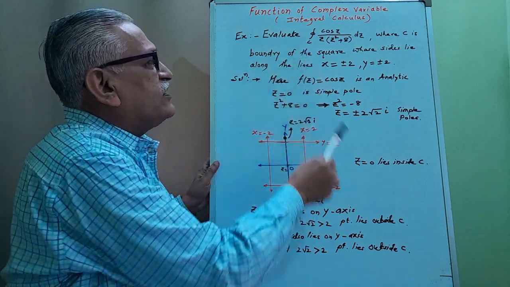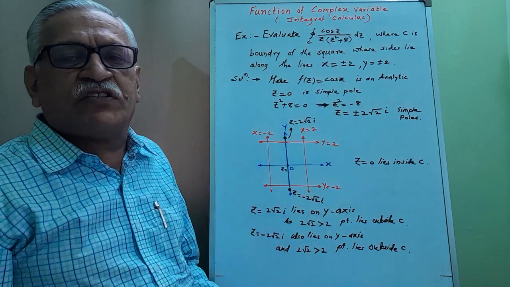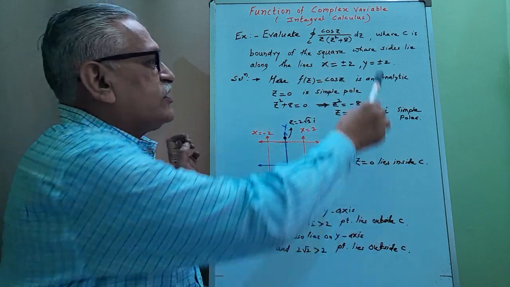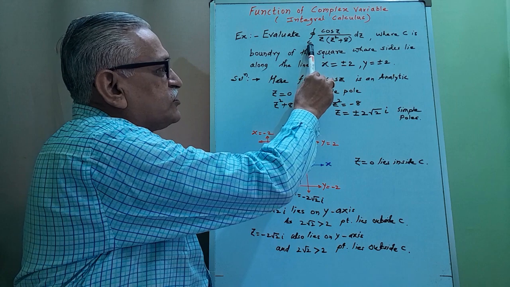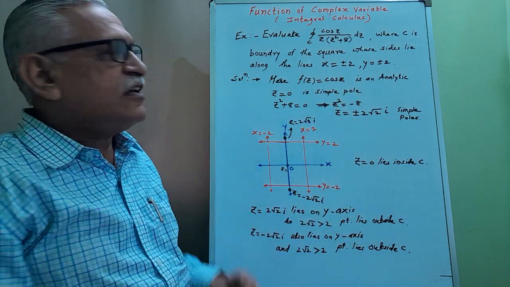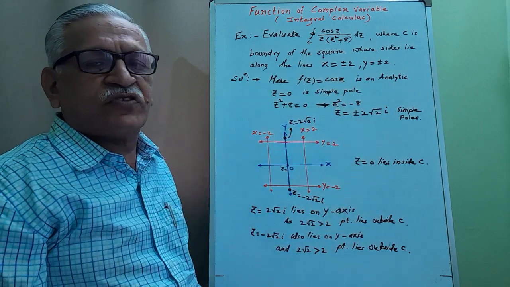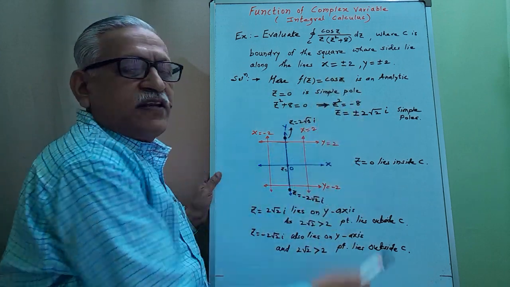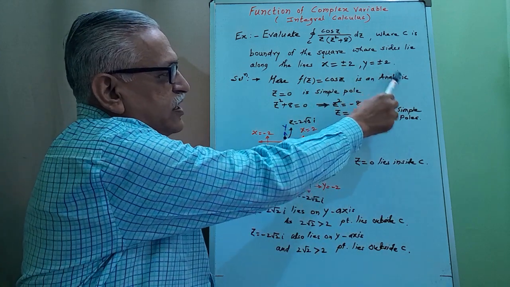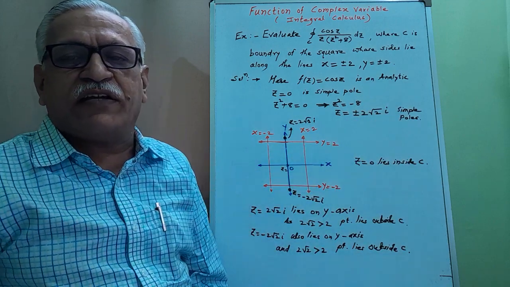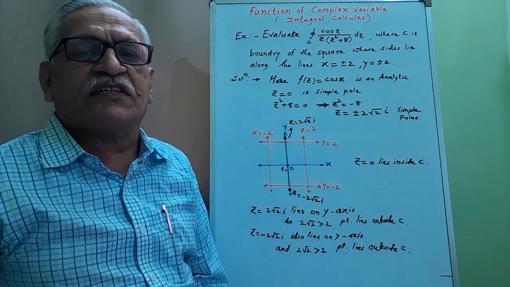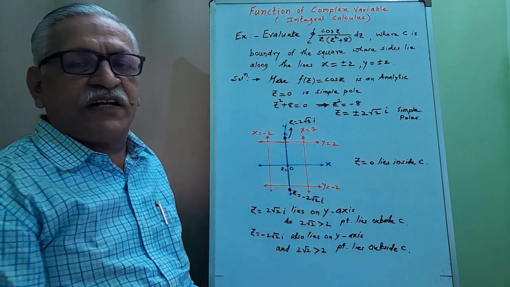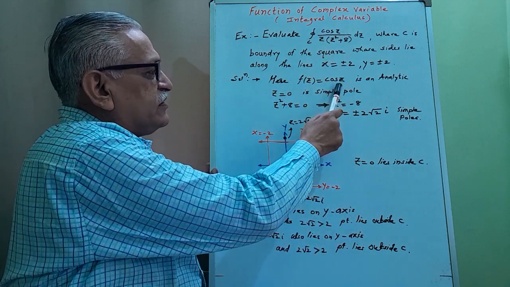Let us evaluate the contour integral of cos z divided by z multiplied by (z square plus 8) with respect to z over the closed curve C, where C is the boundary of the square whose sides lie along the lines x equals plus 2, x equals minus 2, y equals plus 2 and y equals minus 2. To determine the value of that contour integral, we consider f of z as cos z.